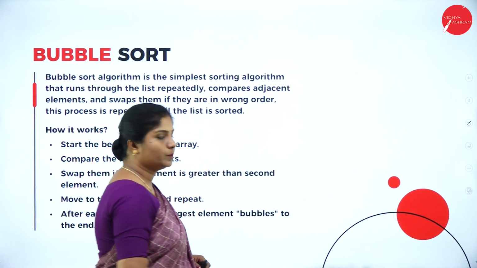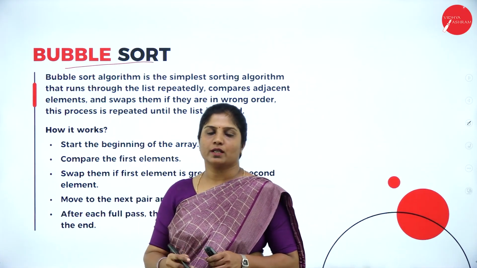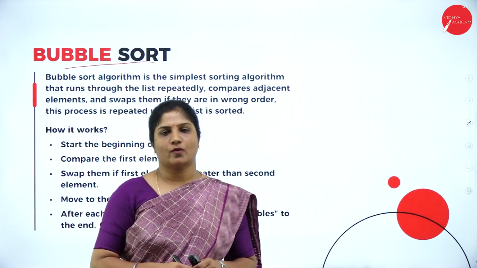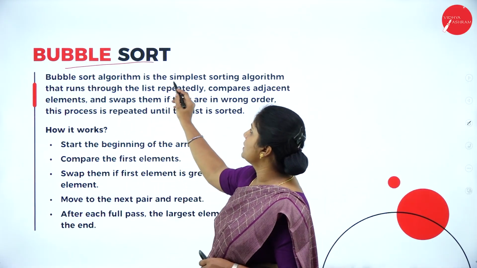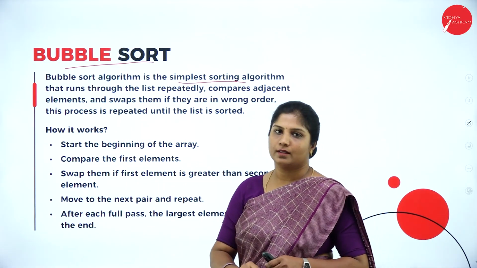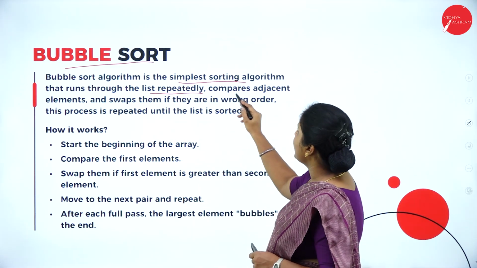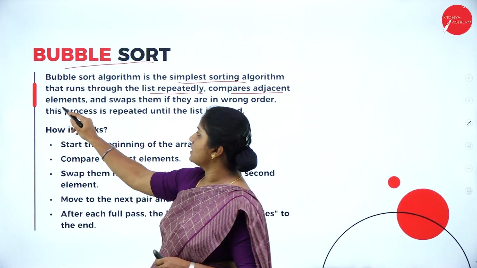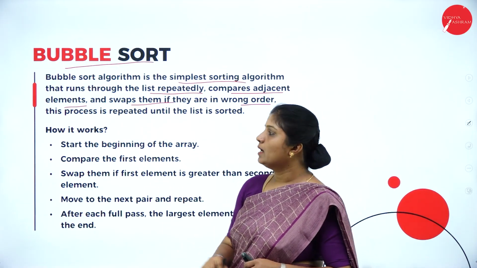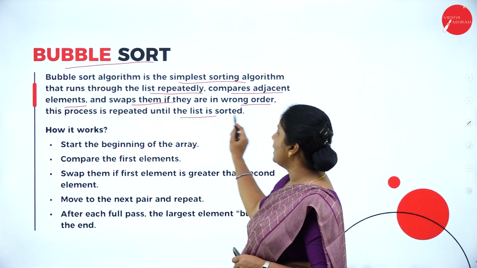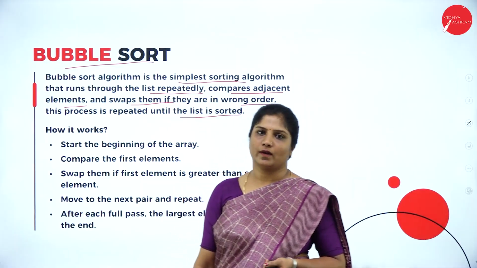We will move on to bubble sort. This is also one of the sorting methods we are going to perform using the brute force method. The bubble sort algorithm is the simplest sorting algorithm that runs through the list repeatedly, compares adjacent elements and swaps them if they are in the wrong order. This process is repeated until the list is sorted in increasing or decreasing order.